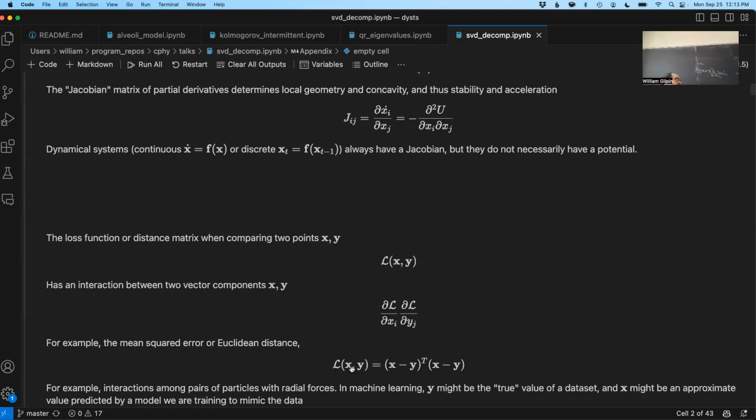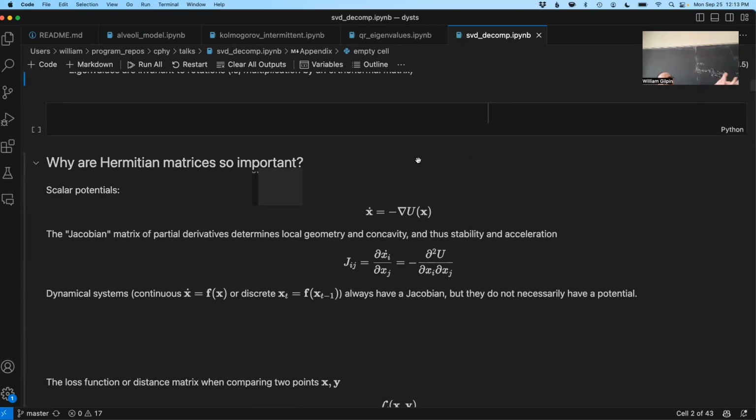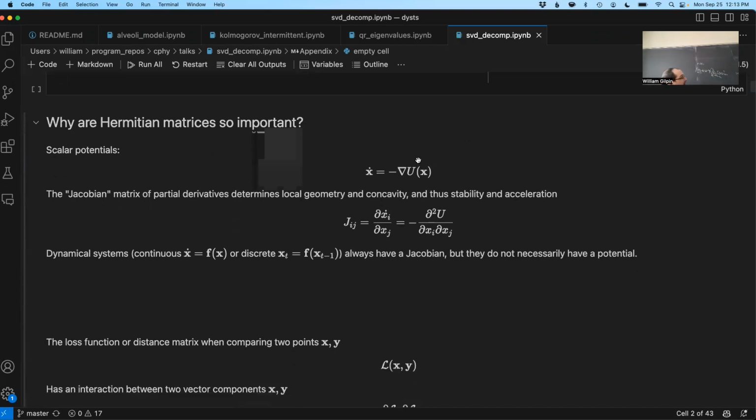So Hermitian matrices are actually super important even for everyday sort of machine learning stuff. But they have this nice thing that they always define a physical process. You can always think of them as one and the same.